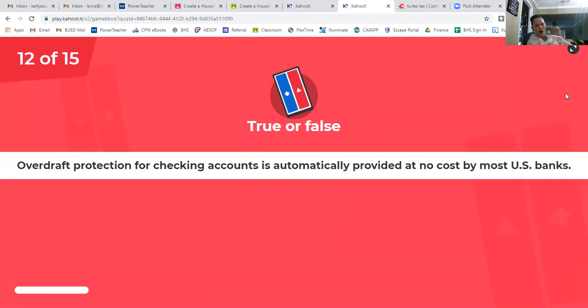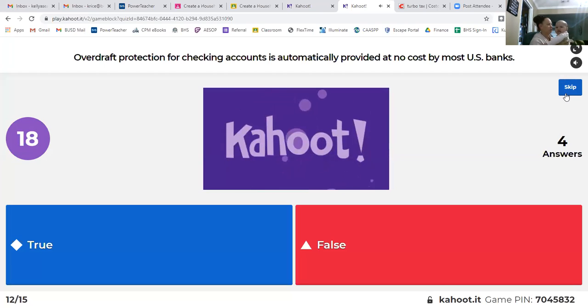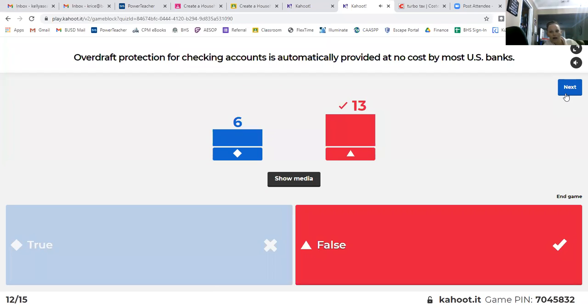True or false? Overdraft protection for checking accounts is automatically provided at no cost by most U.S. banks. So that is false. It's not automatically provided, and there is usually a fee associated with it.